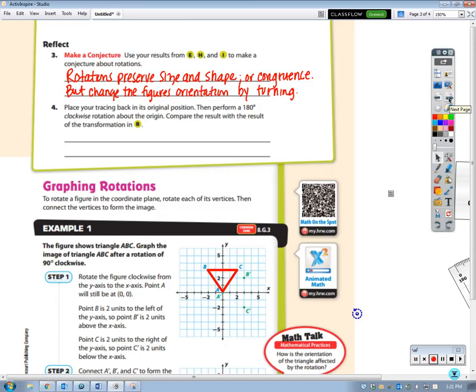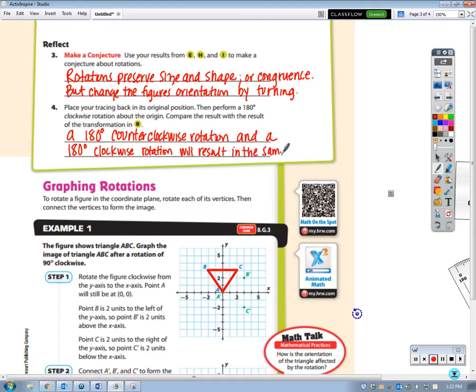So comparing the results, what do we see? 180 in either direction, counterclockwise or clockwise, will give us the same result. So we can say a 180-degree counterclockwise rotation and a 180-degree clockwise rotation will give the same result, or will result in the same image. Right? Image being the after, pre-image being the original.